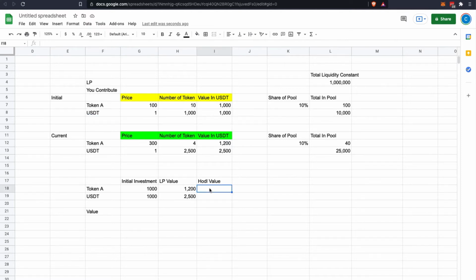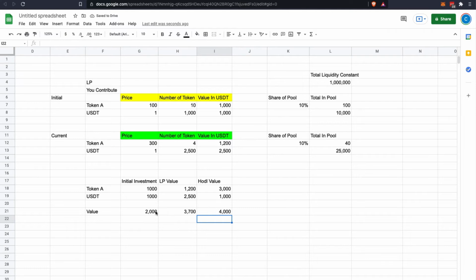Let's say you still continue to hold token A in your wallet. You have 10 tokens multiplied by $300, which is the current price, so you will have 3,000 in terms of value. And for your USDT, because you have done nothing to it and it is a stable coin, it will remain at $1,000. Let us sum up the total value here. Initial investment, 2,000. The total LP value added together in terms of USDT is $3,700. And the total hodl value is 4,000.